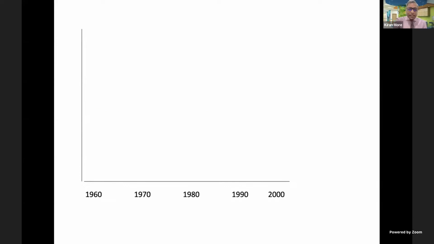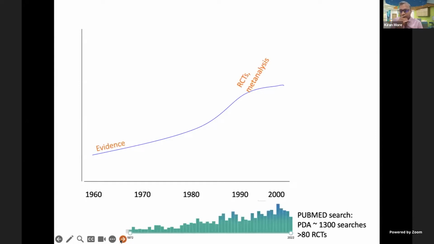In the last 50 years in neonatology, a lot of evidence has been published, also on the topic of PDA, with multiple RCTs and meta-analyses coming up and giving us some guidance. If you just do a PubMed search, you will get about 1,300 results on PDA and more than 70 to 80 types of RCTs. And still this topic remains a bit debatable despite so much evidence.